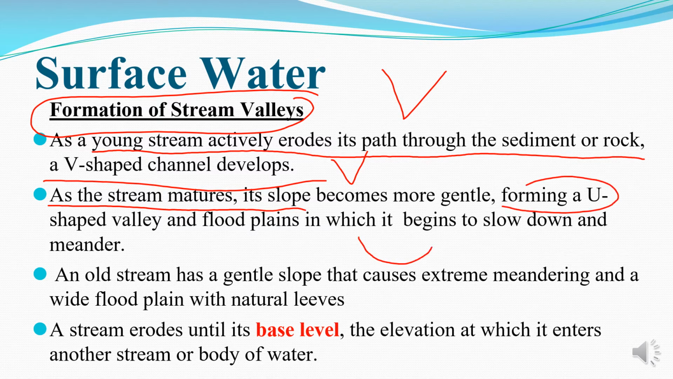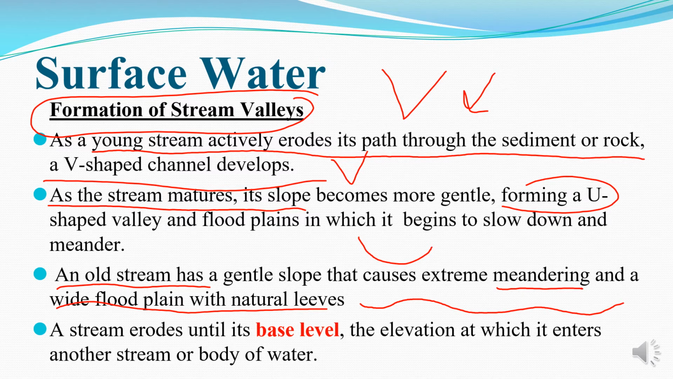So now you learn how to take those curves. Like when you first start driving, you get into a curve and you automatically want to turn the steering wheel. But once you start driving, you know how to hit that curve right. An old stream has what we call meandering and a wide floodplain with natural levees. That's how you know the difference. A stream erodes until its base level, the elevation at which it enters another stream or body of water.